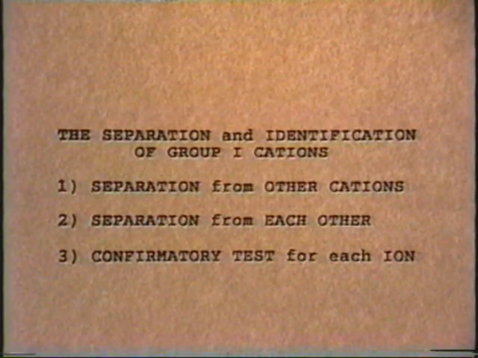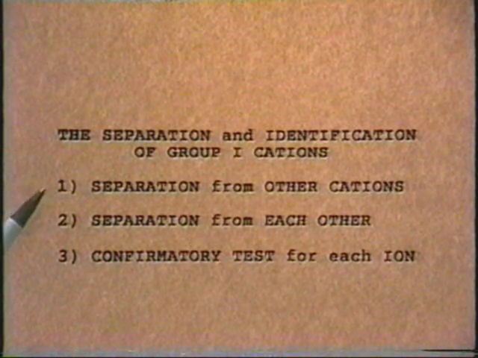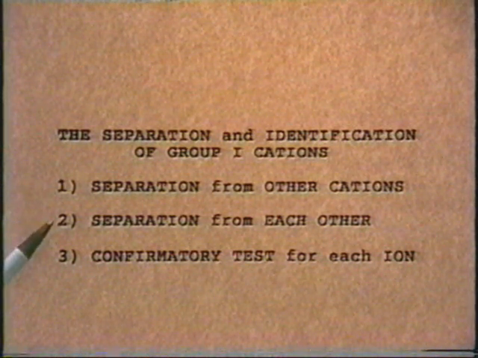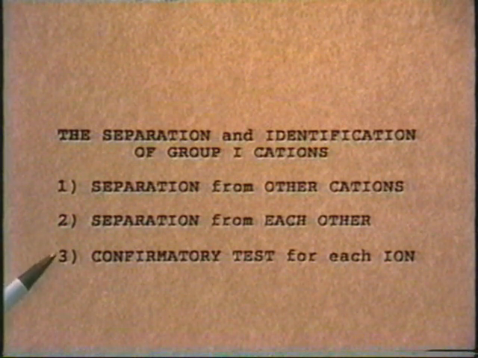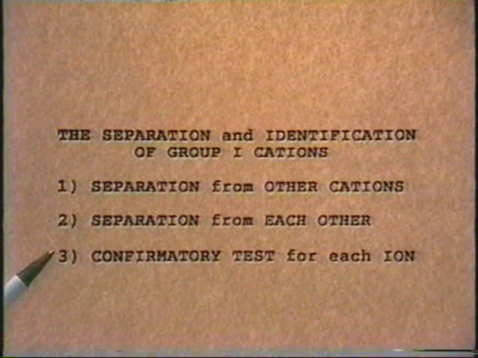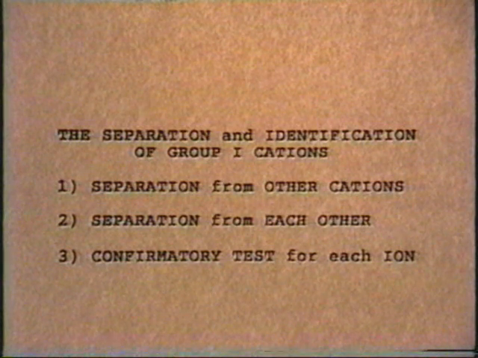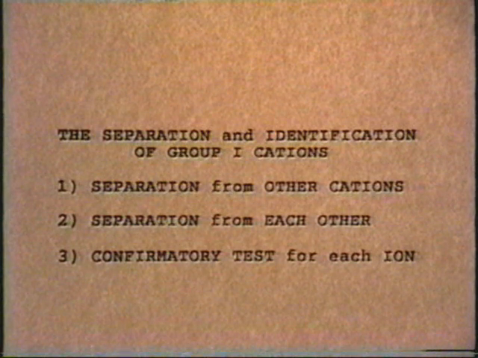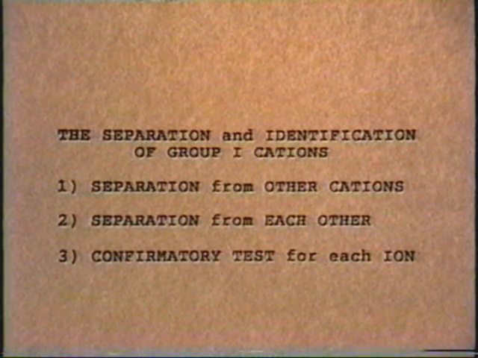In this analysis, first you'll separate the group 1 cations from any other cation which may be present. And once you isolate these cations, then you'll separate each from the other. And after separation, a test will be run to confirm the presence or absence of the cation. Now, initially, you'll carry out this separation and identification using a solution known to contain all three cations. This is the known. In this way, you will learn how each cation reacts. Then, you will carry out the analysis on your unknown.